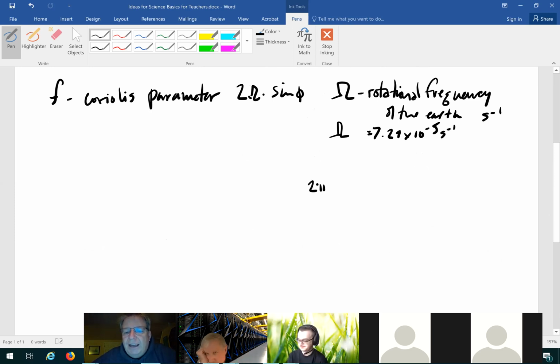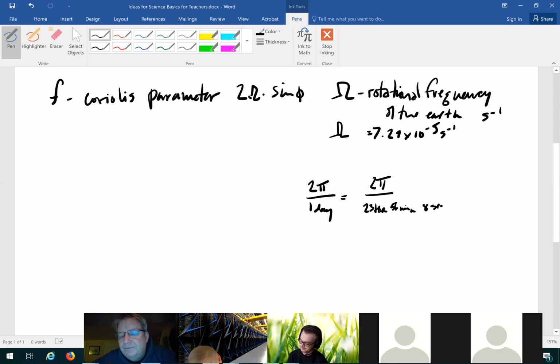The Earth rotates 2 pi radians in 1 day. But how long is a day? 24 hours? Not really. Well, a day is 24 hours, but the rate of rotation is 23 hours, 56 minutes, and I don't know, 4 seconds, something like that. So we say it's a day, but it's really spinning much faster. Okay. So if you actually did this equation, this is the number you'd come up with, 7.29 times 10 to the minus fifth.